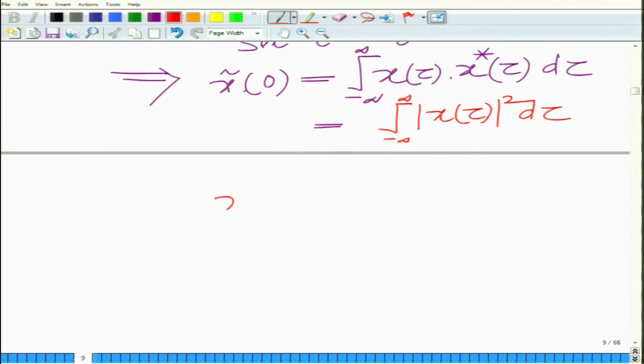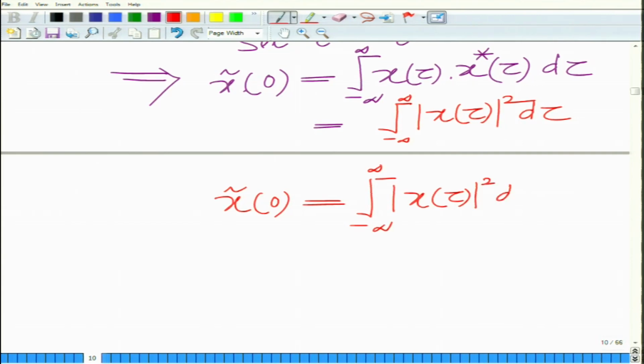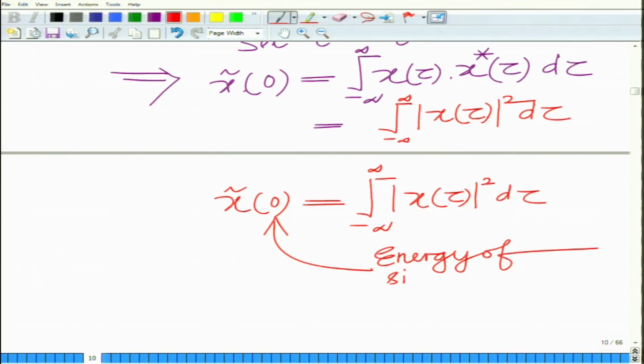So, what you can see is x tilde 0 equals integral from minus infinity to infinity of magnitude x tau square d tau. This is equal to the energy of the signal, that is, x tilde, which is the convolution of x t and x conjugate of minus t. If you evaluate it at t equal to 0, that is x tilde 0, this simply gives me the energy of the signal.